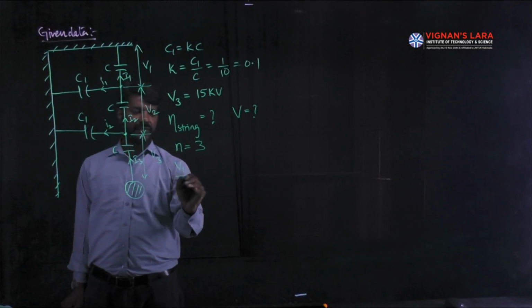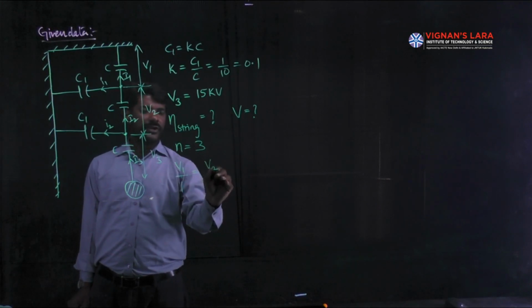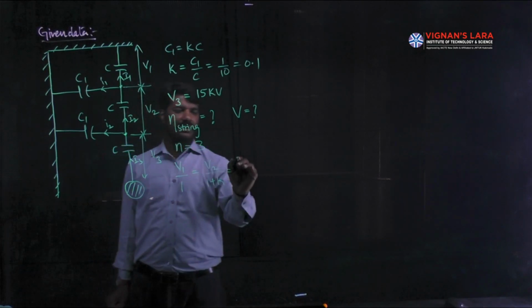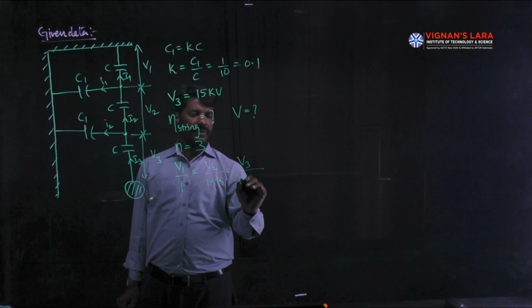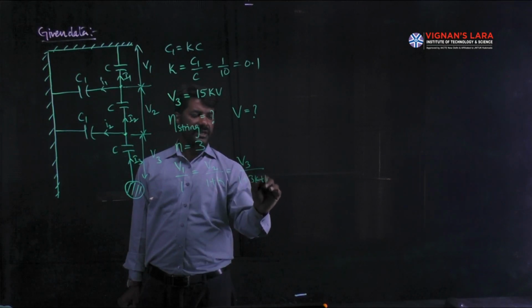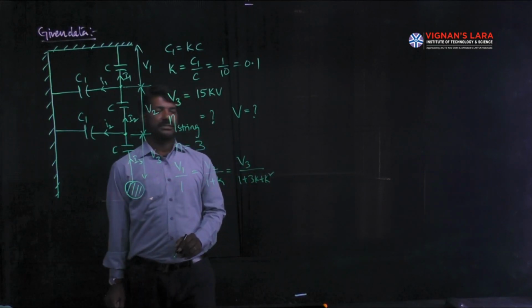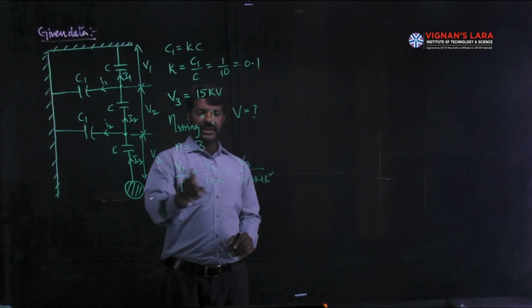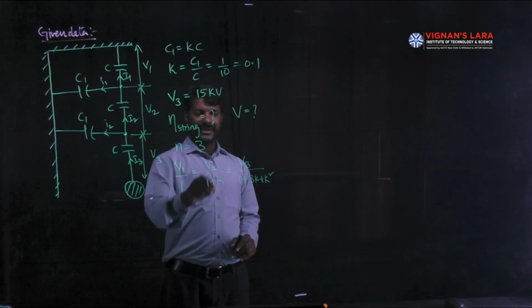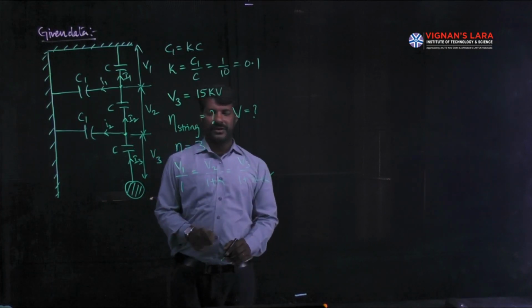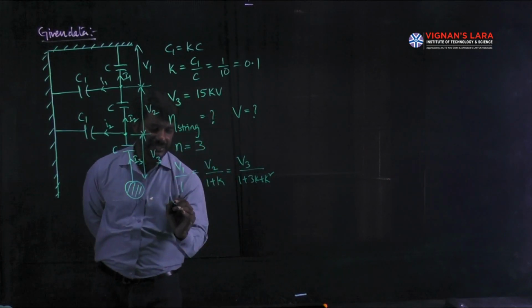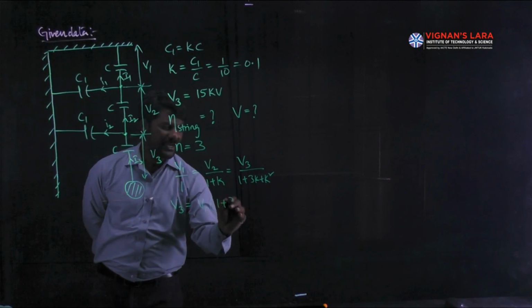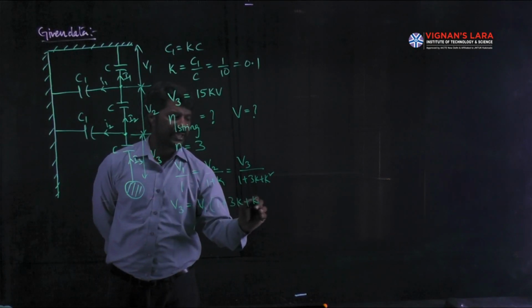That is, V1 by 1 is equal to V2 by 1 plus K, which we just derived in the previous theory session, and V3 by 1 plus 3K plus K square. These are the formulas. We know the value of V3 and also the value of K, so I will use this ratio to get the V1 value. That is, V3 is equal to V1 into 1 plus 3K plus K square.